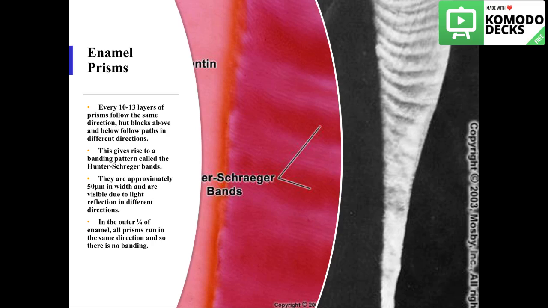Every 10 to 13 layers of prisms follow the same direction, but the blocks of prisms above and below it follow a different path. This gives rise to a banding pattern called the Hunter-Schreger bands. They are approximately 50 micrometers in width and are visible due to light reflection in different directions. So it is an optical phenomenon. In the outer quarter of enamel, all prisms run in the same direction, and so there is no banding.